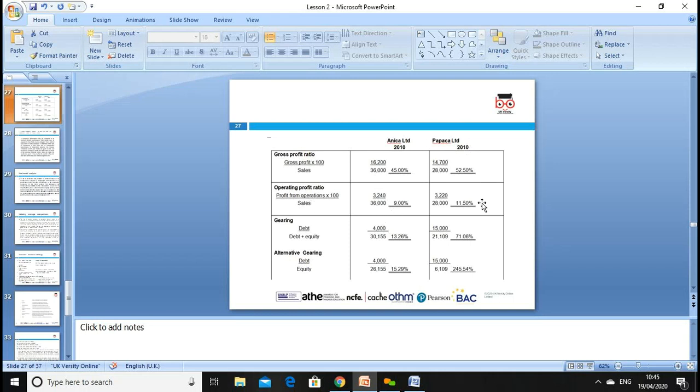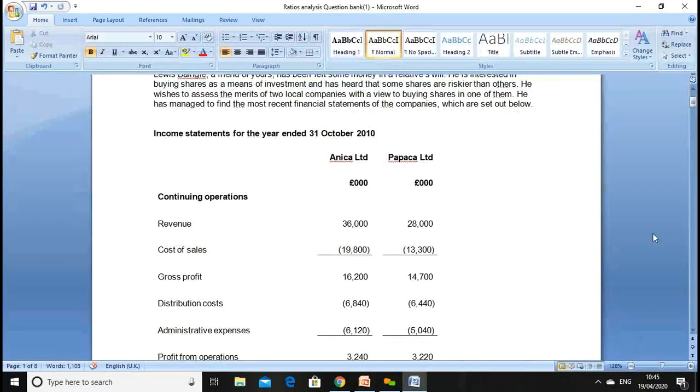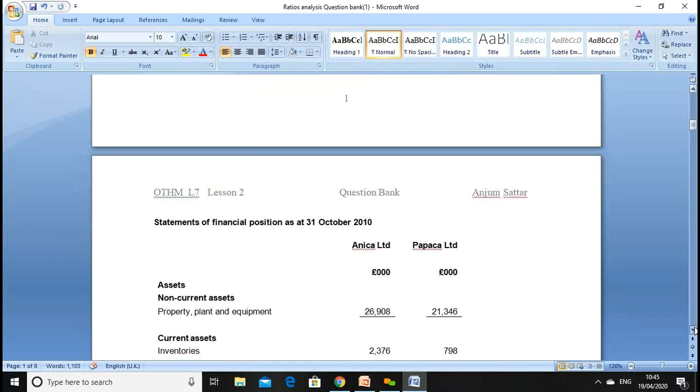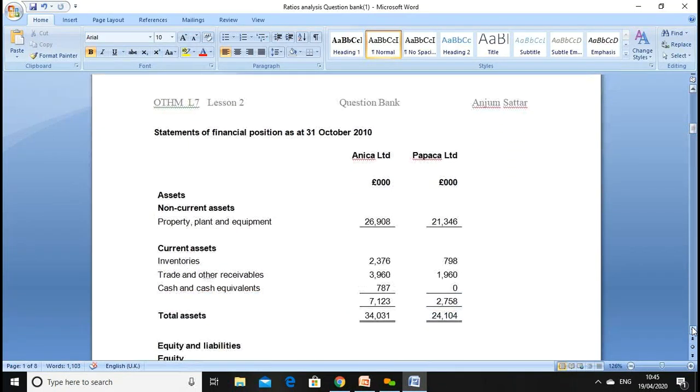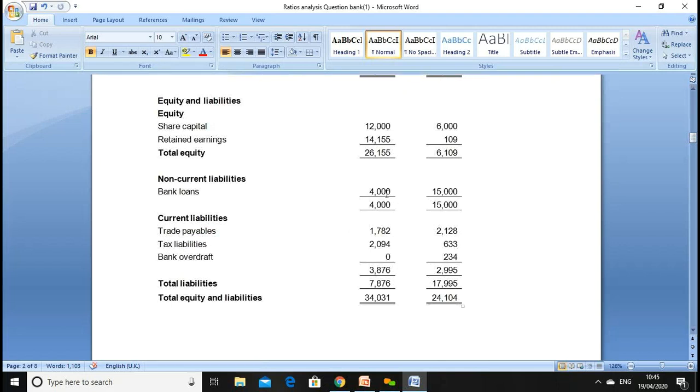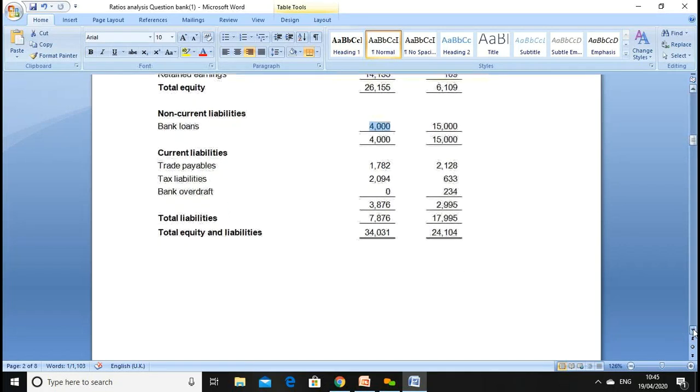Then we look at the operating profit. This is 9, this is 11. So again, Paprika is better. Then we calculate the gearing ratio, which is debt divided by debt plus equity. Debt means the non-current liabilities. We can look in the statement of financial position, which is also known as a balance sheet. You will see the non-current liabilities they have, plus equity, which is given as the total equity figure.